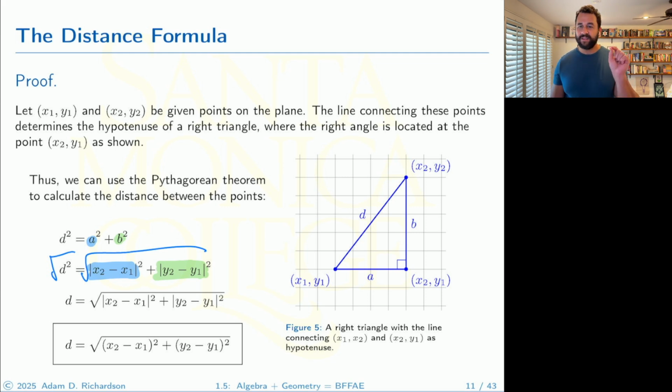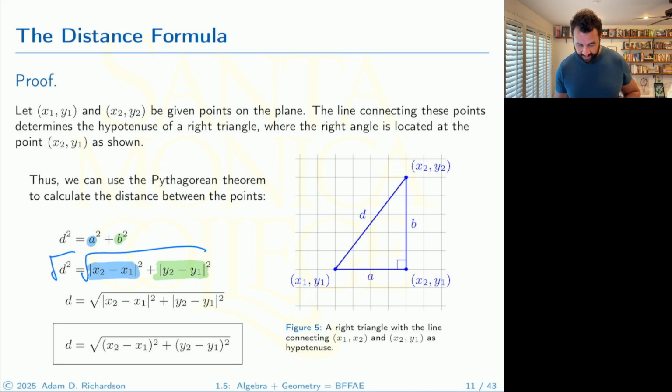A tiny little note here: there's one slight difference from this step to this step, but the difference really doesn't matter. Here I was able to get rid of the absolute value bars. That's only because squaring a number always gives you a positive number. It doesn't matter if you square a negative number or a positive number, the result is always going to be positive. So even if this result was negative, squaring it is going to make it positive. So in this case, the absolute value doesn't really matter.